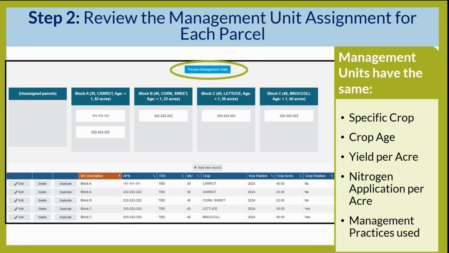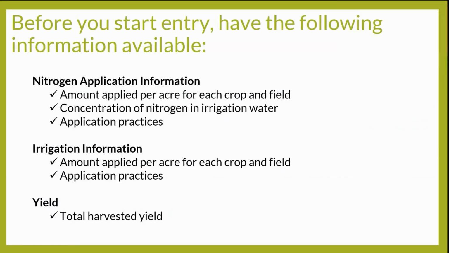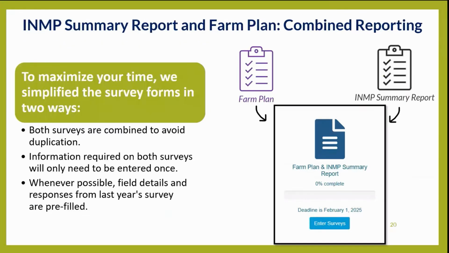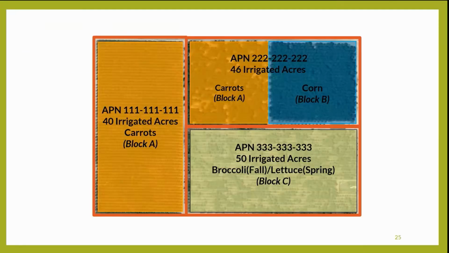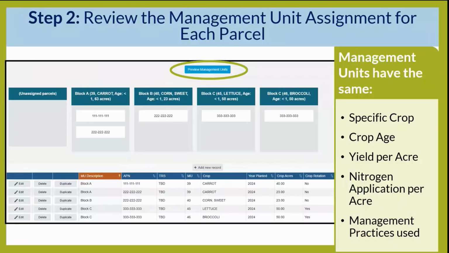Let's see if this will work. Nope. Okay, bear with me 1 second. I'm trying to use a pointer, and that didn't work very well. Okay. So you can see up here, we've got the lettuce and then the broccoli. So now that's, again, my 4 management units.